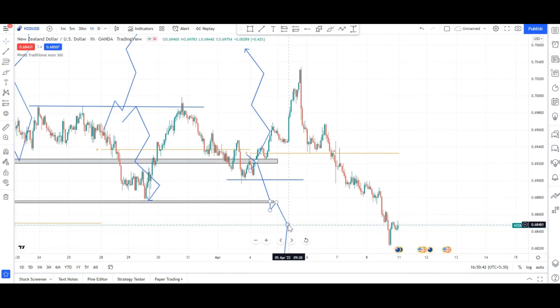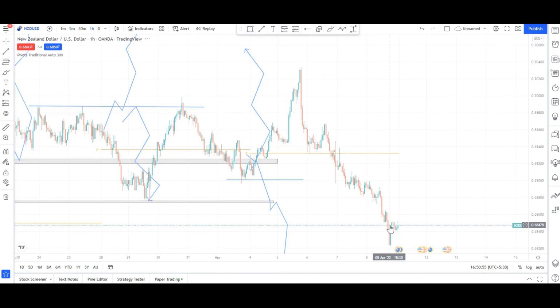Somewhere here only I have booked my whole quantity because I know that I do not have enough time, because the market weekend is there, so it will be closed and I don't take any position for a long weekend, guys. So I have exited somewhere here only.